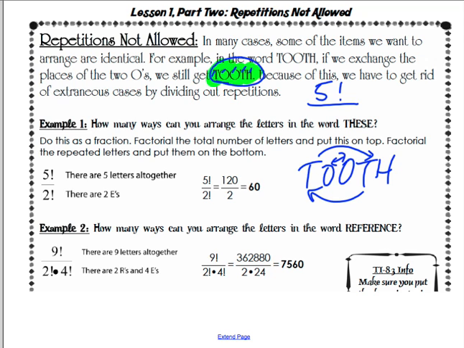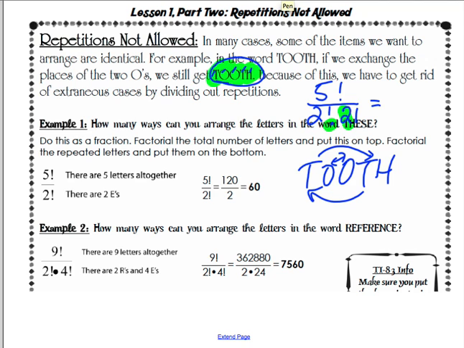So in this case, what we do is we take the 5 factorial, and we divide by whatever is identical and how many there are. So in this case, it'd be 5 factorial divided by 2 factorial, and another 2 factorial. Okay? So that's how we would deal with those.